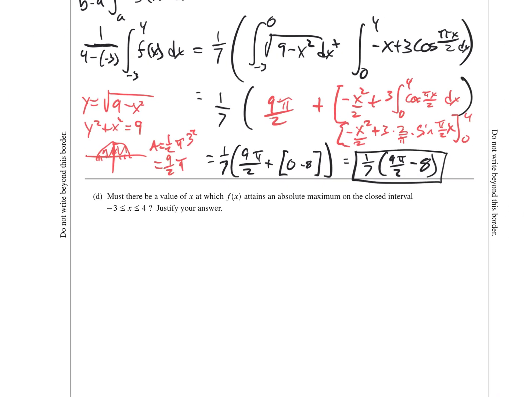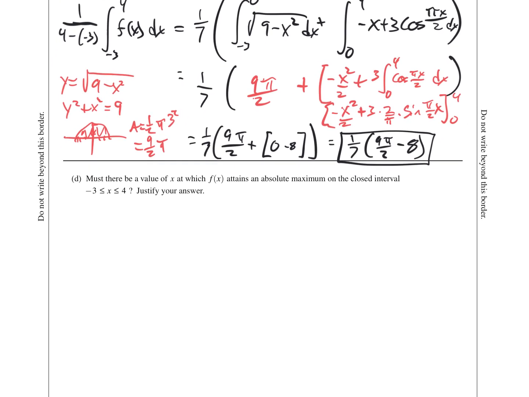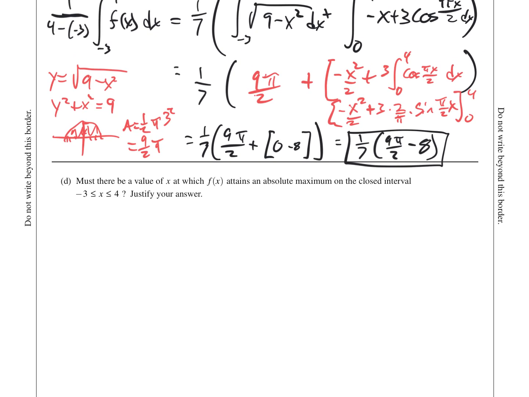So the last part here, a lot of times this last part is not worth as many points as the previous one. C is usually worth more points. And so let's look at this. Now this is a little different one. We haven't seen this much. You can approach this different ways. Must there be a value of f(x) that contains an absolute maximum on the closed interval?